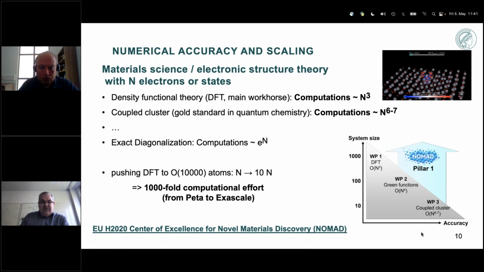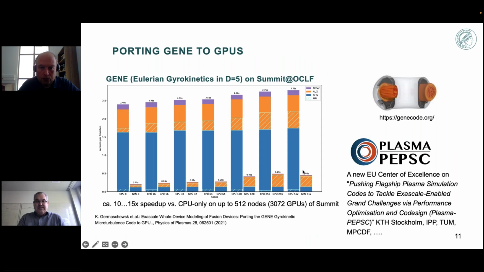So you start with the current workforce, density functional theory, which has n to the power of 3. If you want to go to the gold standard in quantum chemistry, you go to n to the power 6 to 7. And if you want to do exact diagonalization, then you are e to the power of n. So this complexity, raising complexity together with the aim to also simulate larger systems, clearly leads to the need going from peta to exascale.